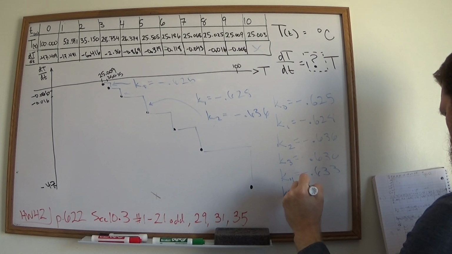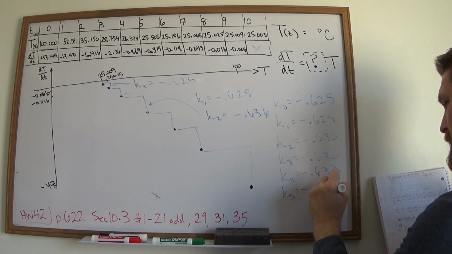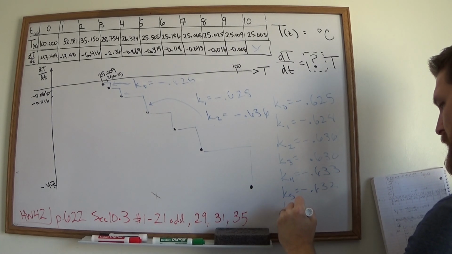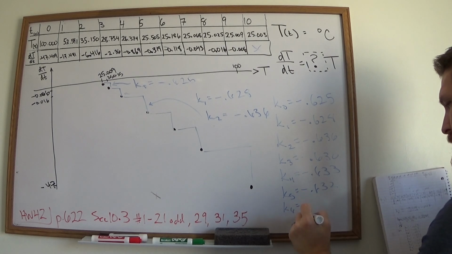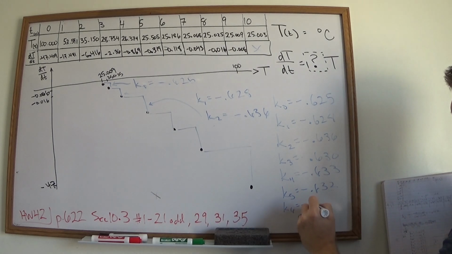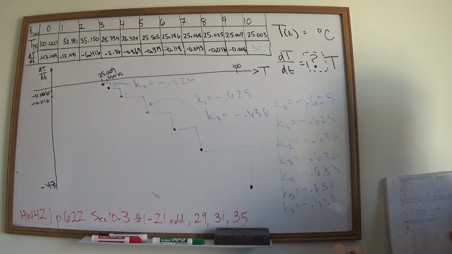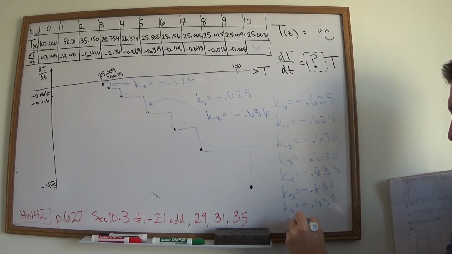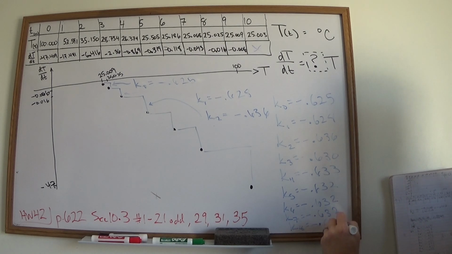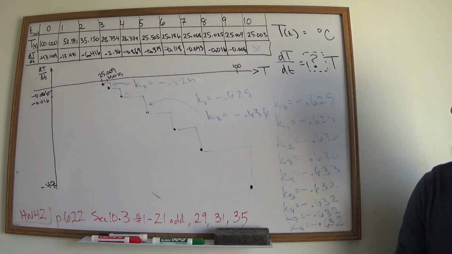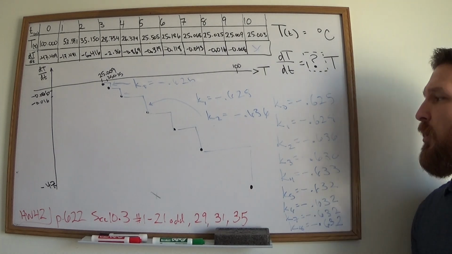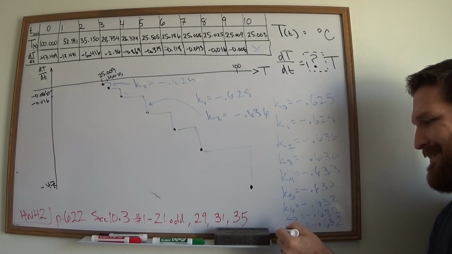K5, negative 0.632. K6, negative 0.632. K7, negative 0.632. And K8, negative 0.632. So the slope, as far as we're concerned, is constant.